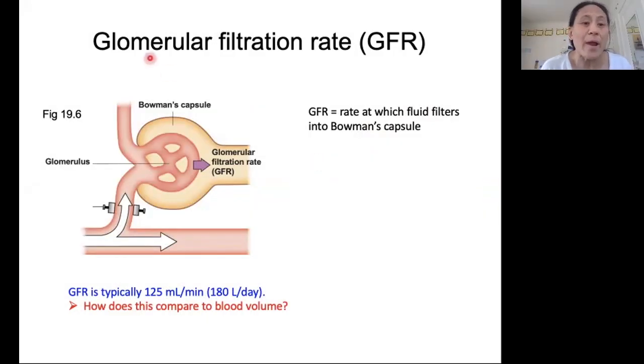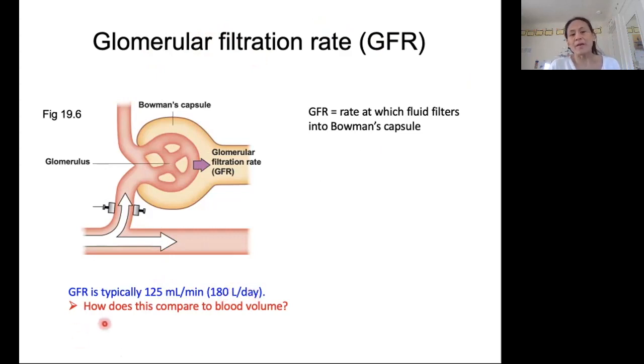Okay, so the rate at which fluid filters from the glomerulus into Bowman's capsule is called glomerular filtration rate, or GFR. Typical GFR is about 125 milliliters per minute, or 180 liters per day.